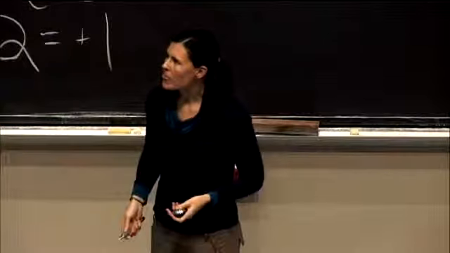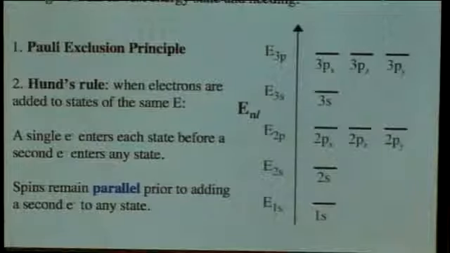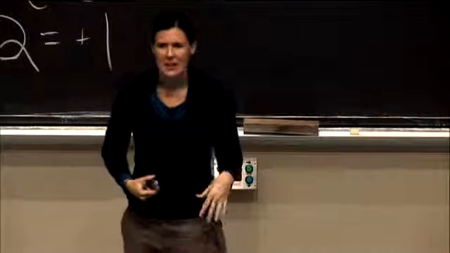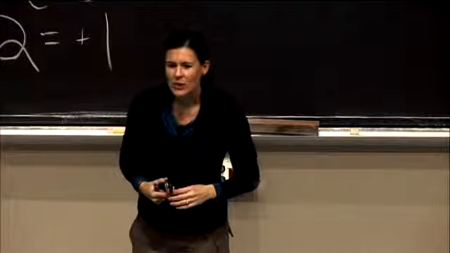And the third fact that we need to keep in mind is that spins remain parallel prior to adding a second electron in any of the orbitals. By parallel, we mean they're either both spin up or they're both spin down. Remember, that's our spin quantum number, that 4th quantum number.